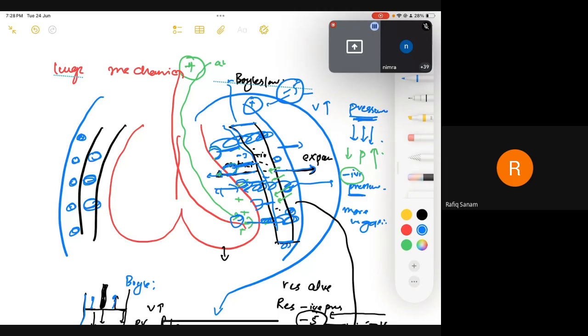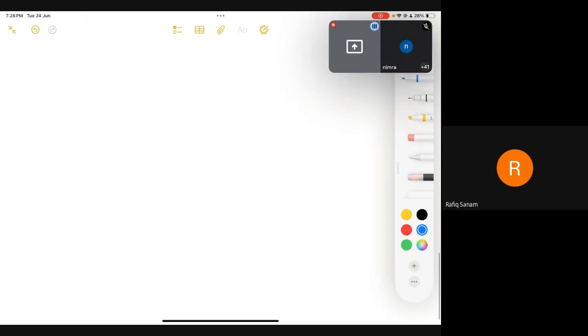Okay. So now comes the concept of equal pressure points. That's really important. Equal pressure point. And I believe a lot of students find it really difficult to get the concept of equal pressure point, right? Can you guys just tell me what is equal pressure point?